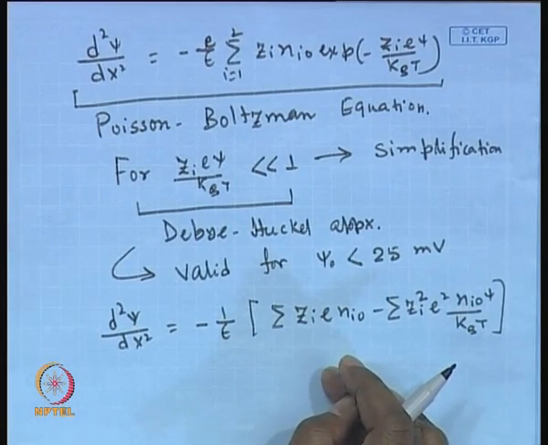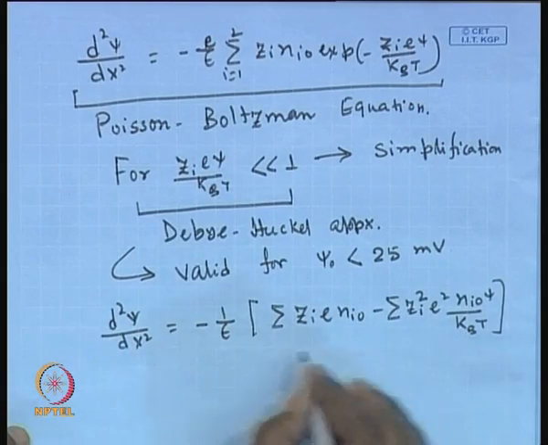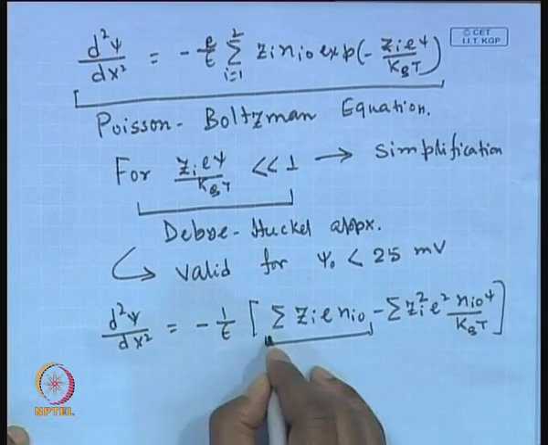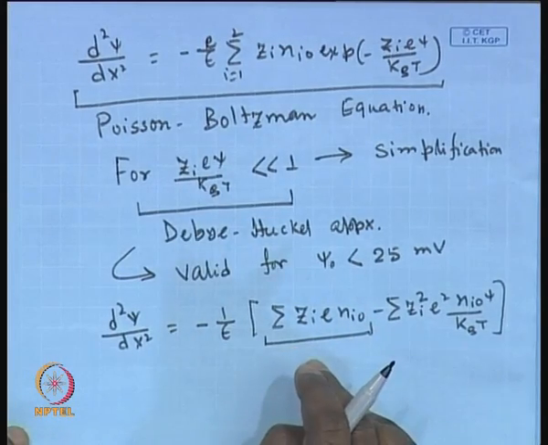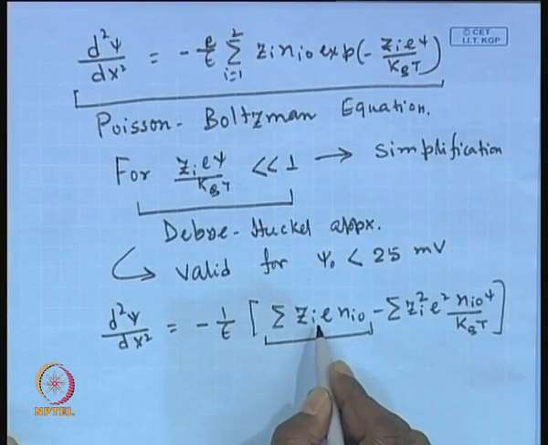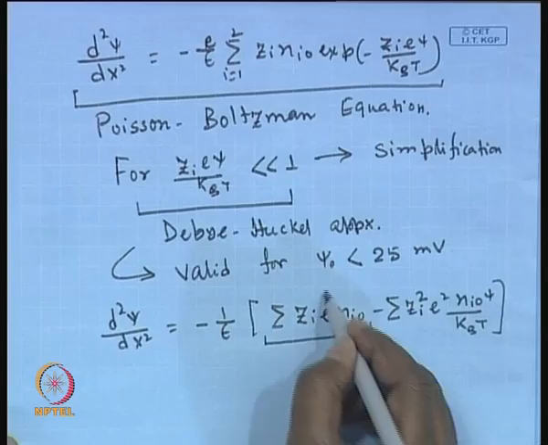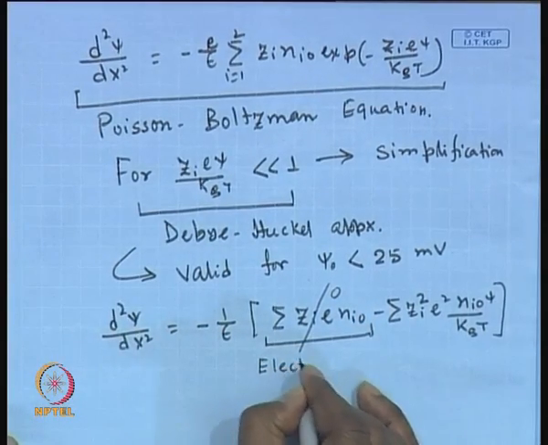Now, there are two terms on the right hand side now. The first term will correspond to the electroneutrality condition. If you remember, in the bulk of the solution the electroneutrality will always be maintained. So, summation of Zi e Ni naught will be equal to 0, to satisfy the electroneutrality condition. So, this term will vanish because of electroneutrality condition.